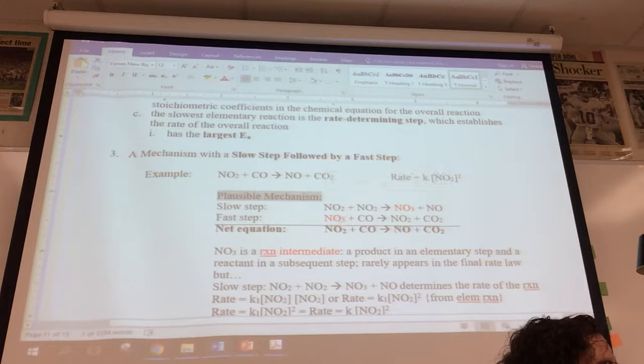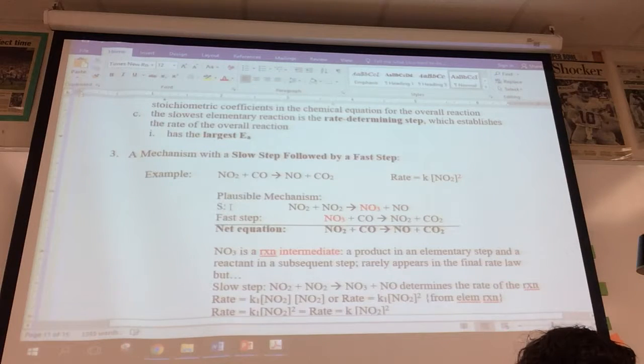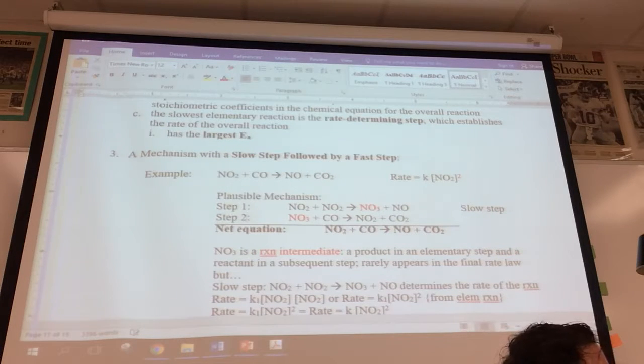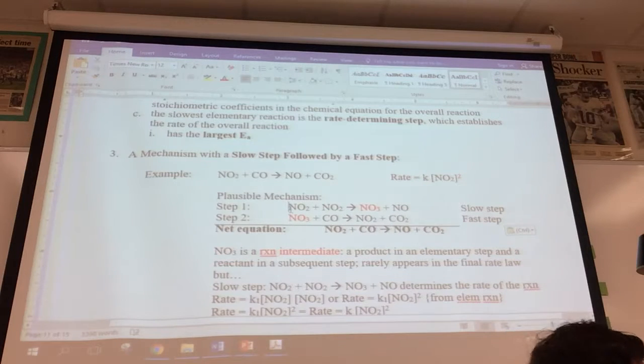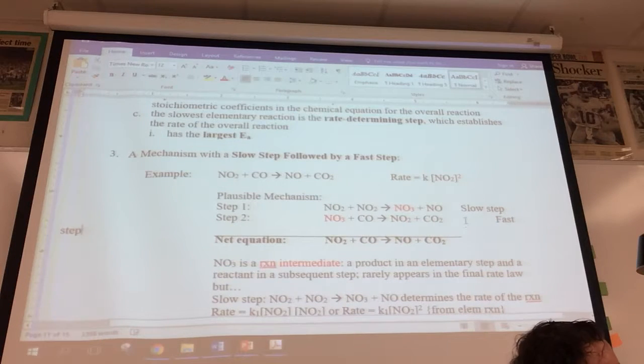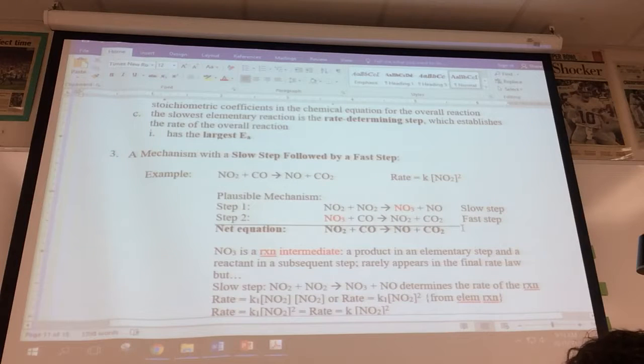Here's a plausible mechanism. It says slow step, fast step. Now, sometimes it's written like this. Don't get upset if instead it said step 1 and then it was said slow step here. Or it could do this. So there's a lot of different ways that you can write these, and just be prepared for anything and everything. We are seeing some of this now, so if this is preferable to you, by all means, make sure you label it in your notes as such. It's all the same thing. I wouldn't sweat it too much.